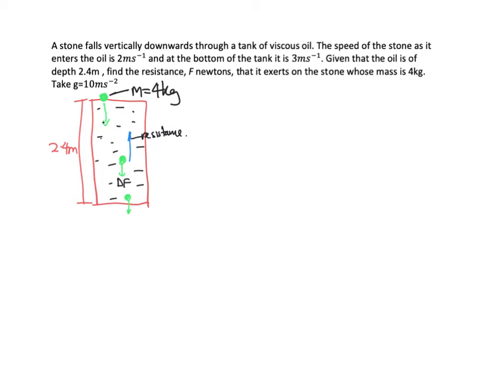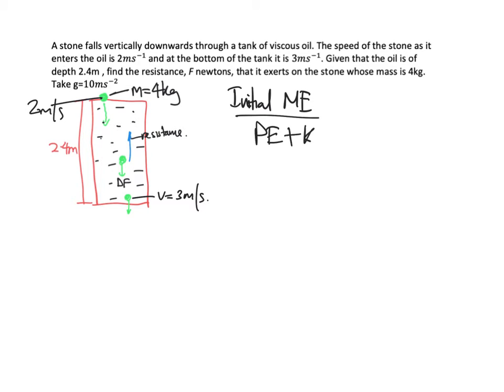Okay, so now v here equals 3 meter per second, and over here it's 2 meter per second. Since it's acting at a certain height starting from 2.4 meters, there will be potential energy involved because there's a height, which is 2.4. And since there's a movement, it's going down through the viscous oil, there's kinetic energy as well. So let's find out what is the initial ME, the mechanical energy, PE plus KE.